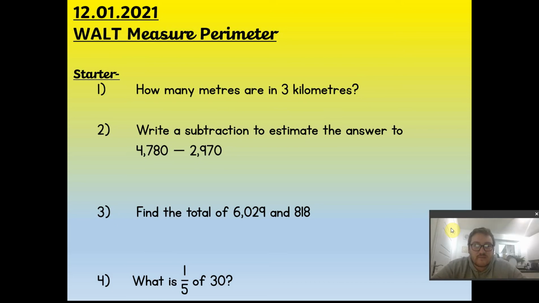Question 3, find the total of 6,029 and 818. And lastly, what is 1/5 of 30? Okay guys, if you want to pause the video and have a go at those starter questions, and when you're ready to continue, press play.